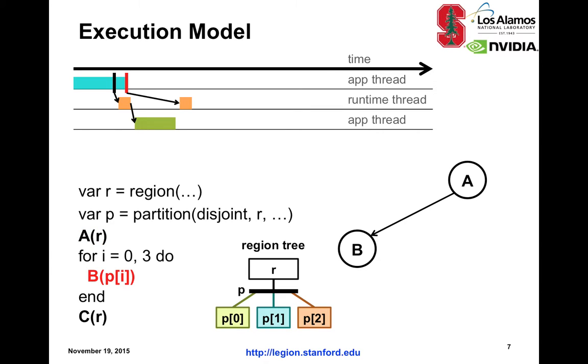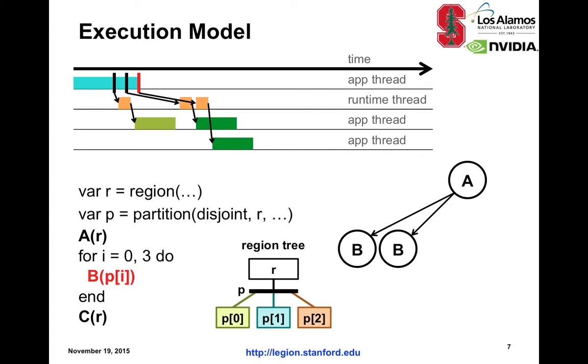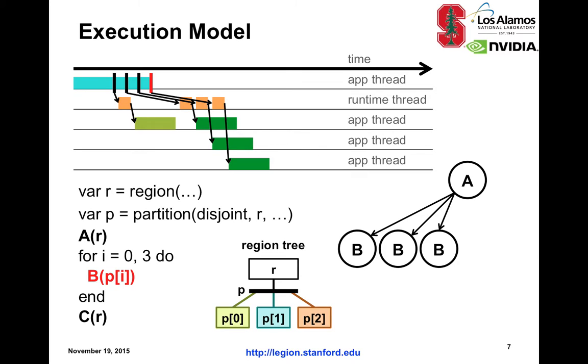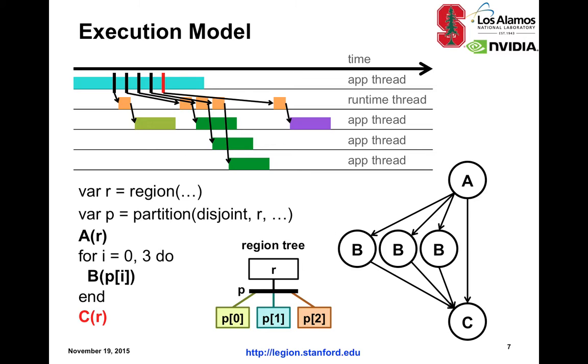If we continue through this execution, we'll see that each of the B tasks is going to depend on the task A. That means that those tasks can launch as soon as the A task is completed. And we're going to get one B task for every iteration of this for loop. Finally, we have a task C, which depends on all of the previous subtasks. And thus, we have dependence edges from A and all of the B's to this C task.